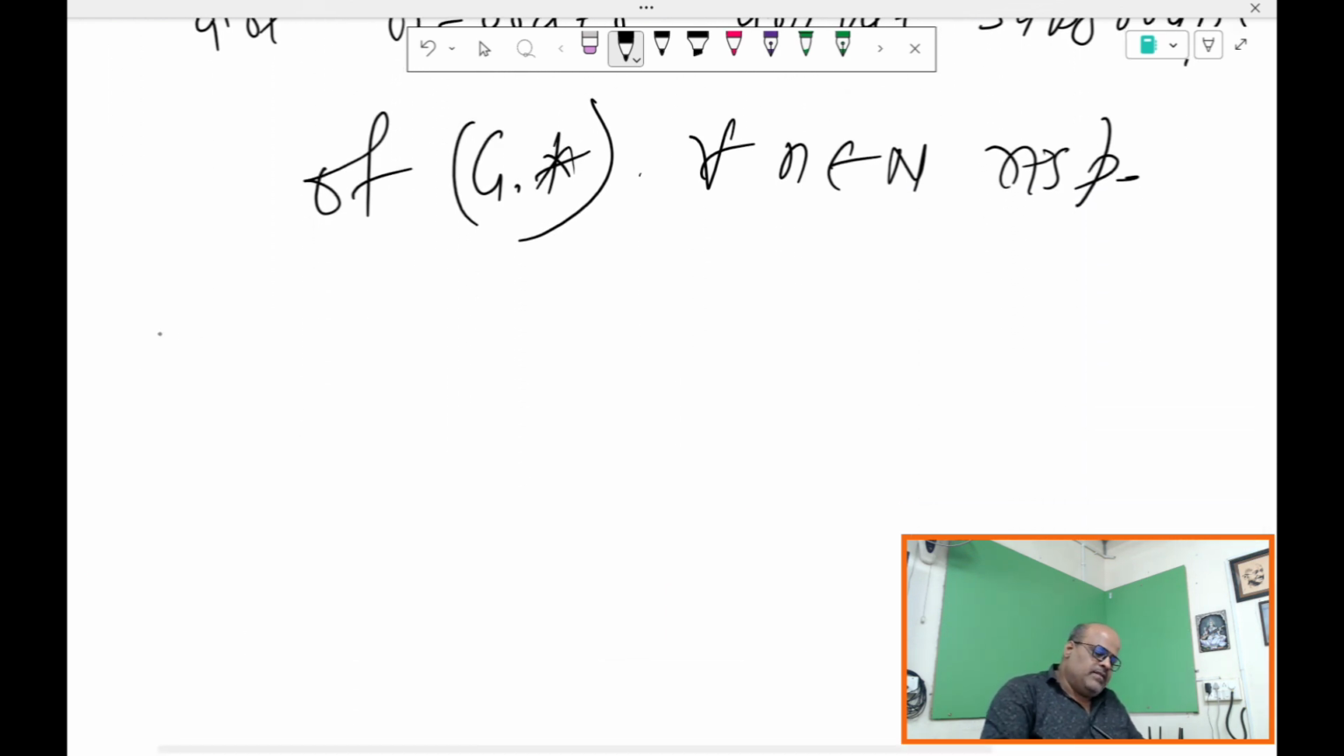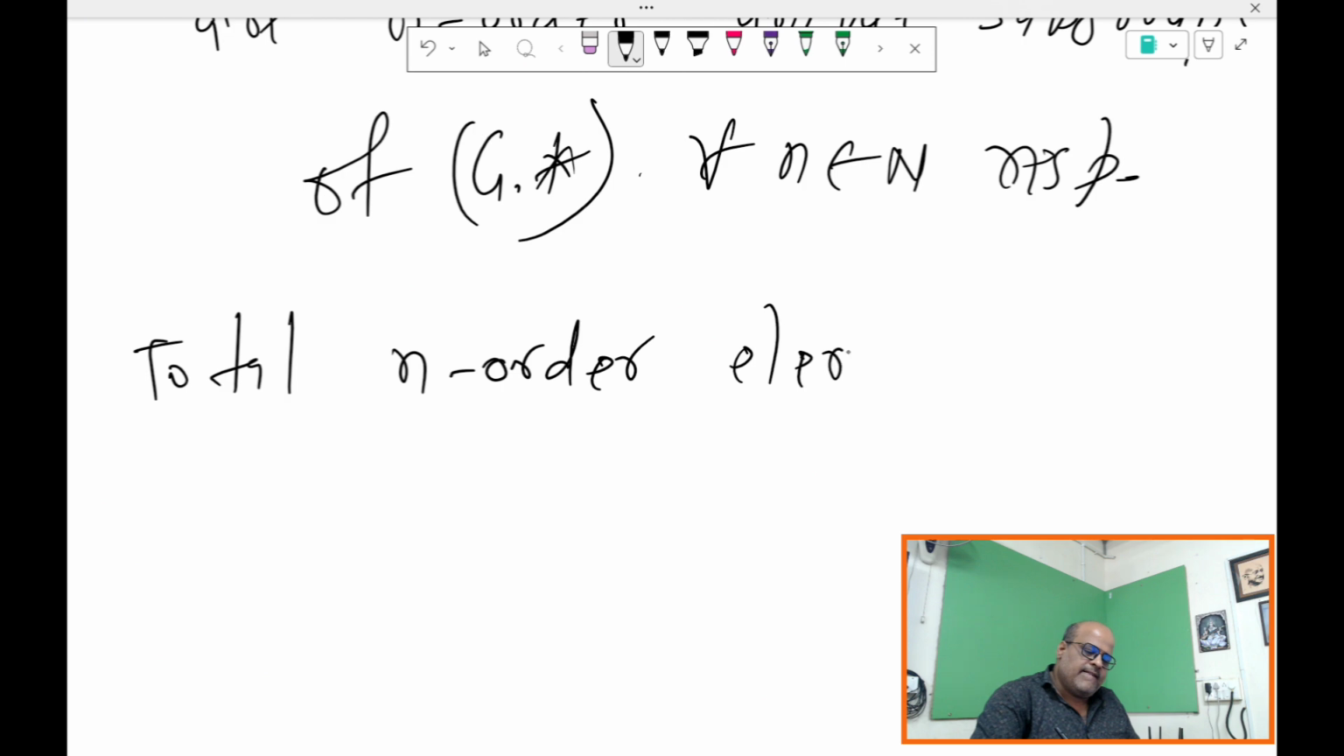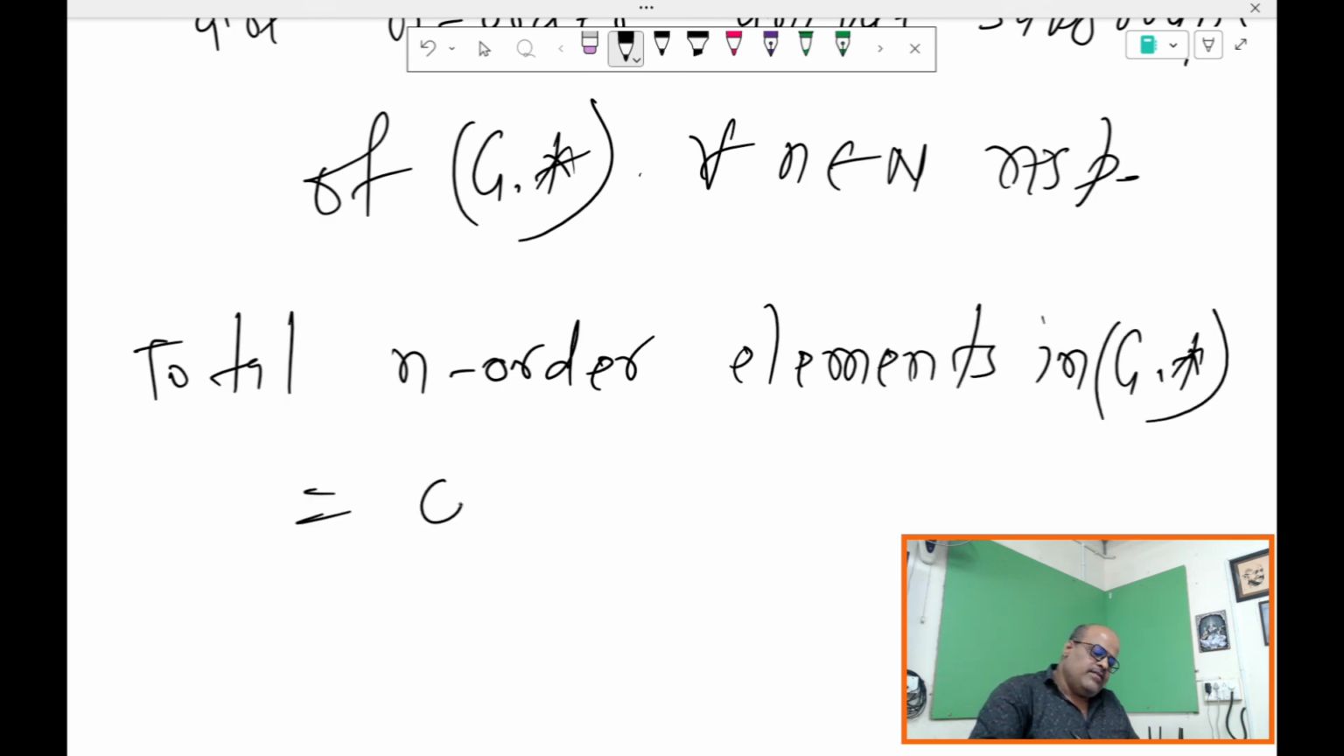And here also, all d order elements: for 2 root of unity, minus 1 only and 1, so minus 1 is the 2 order element. Cube root of unity means 3 order elements will come, omega and omega square. Fourth root of unity means 4 order elements will come, i and minus i. So phi of 4 is 2. So here also, the total number of n order elements in G star is phi of n.